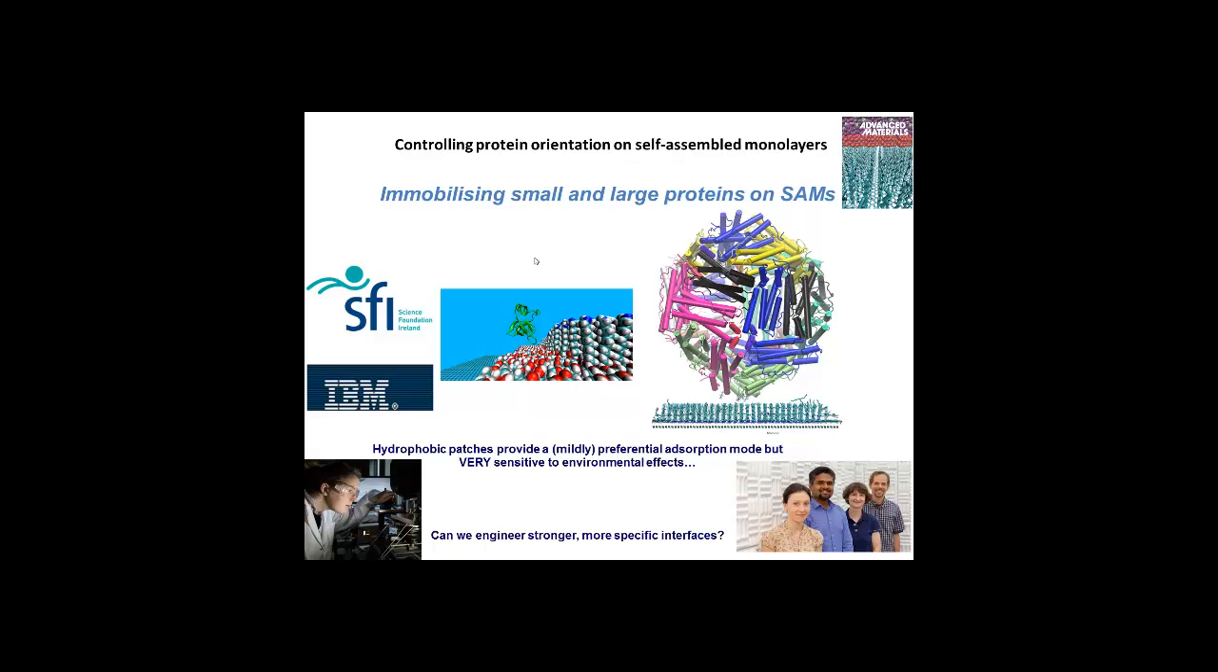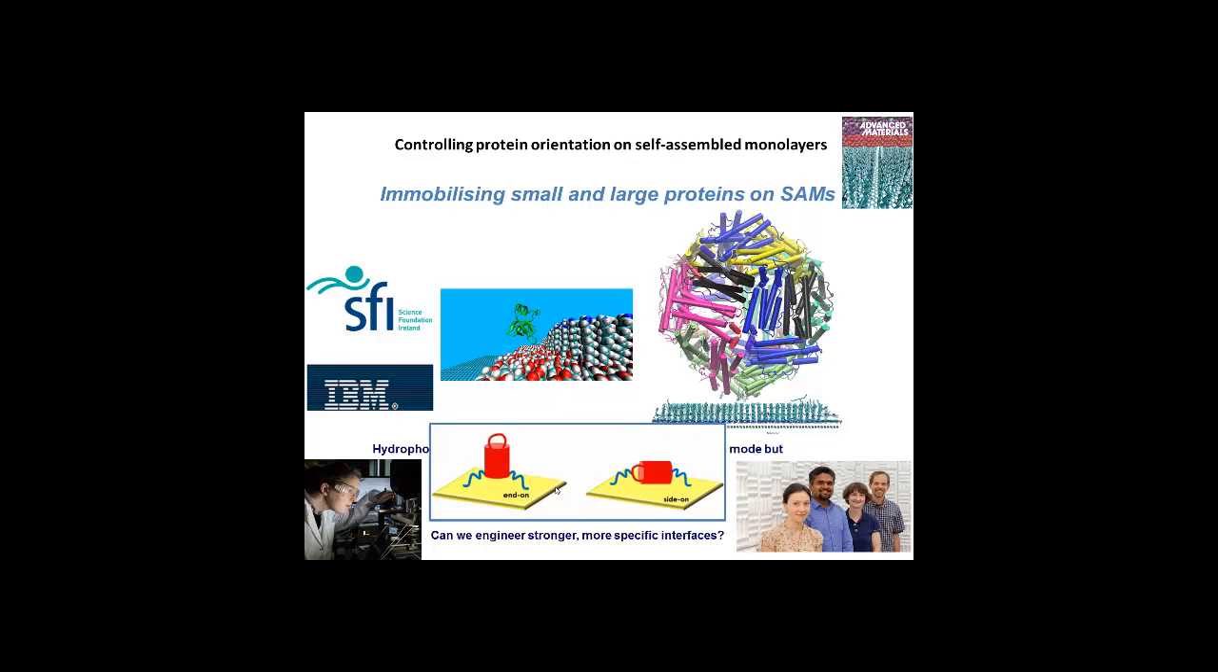So we used a model protein again, a hydrophobin, and we found we get a mildly preferential absorption mode, so it binds most of the time through its hydrophobic face, but it's very sensitive to environmental effects. If you change the chemical nature of the head groups of the film, the salt concentration, the pH, or the temperature, it's very easy to desorb these things. So we thought, can we engineer stronger, more specific interfaces? For something like this big monstrous ferritin protein, could we direct the specific absorption of that on surfaces? That would be a very useful thing if we could do it.